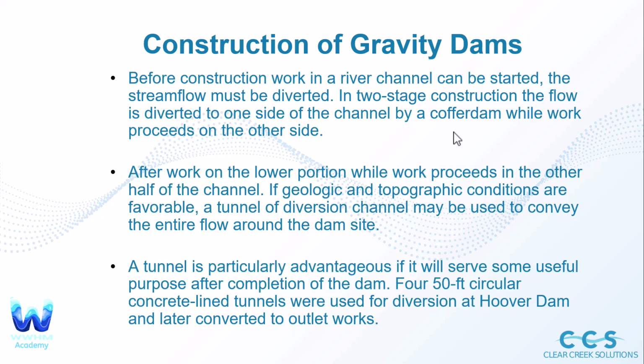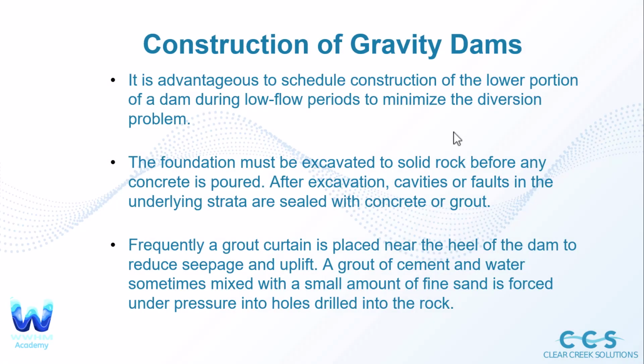A tunnel is particularly advantageous if it will serve some useful purpose after completion of the dam. Four 50-foot circular concrete-lined tunnels were used for diversion at Hoover Dam and later converted to outlet works. It is advantageous to schedule construction of the lower portion of a dam during low flow periods to minimize the diversion problem. The foundation must be excavated to solid rock before any concrete is poured.